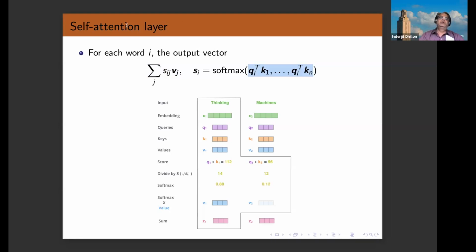For the ith word, you actually need to go through the keys of all the word tokens, all the other tokens, and the token itself. So you actually get n terms in this summation for each word. There are n total tokens, so this computation is actually order n squared. So quite a lot of work.